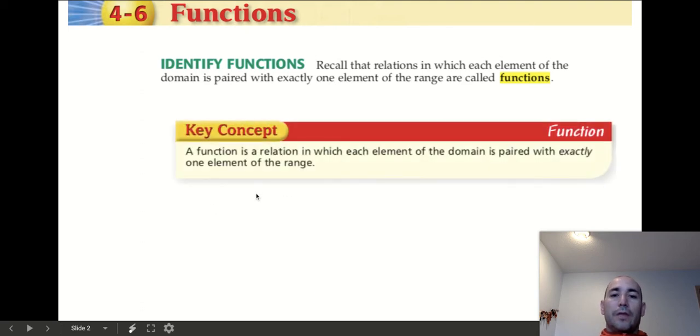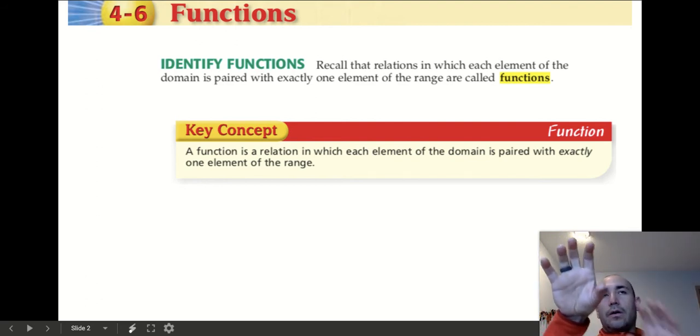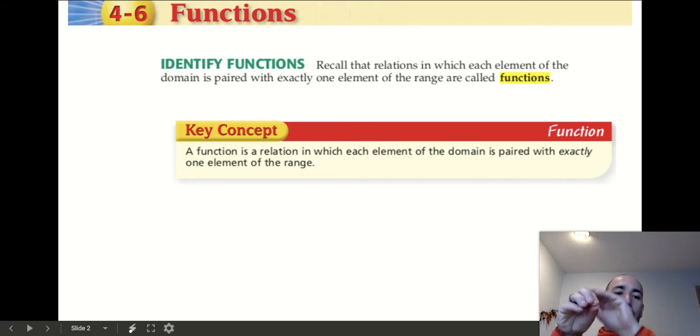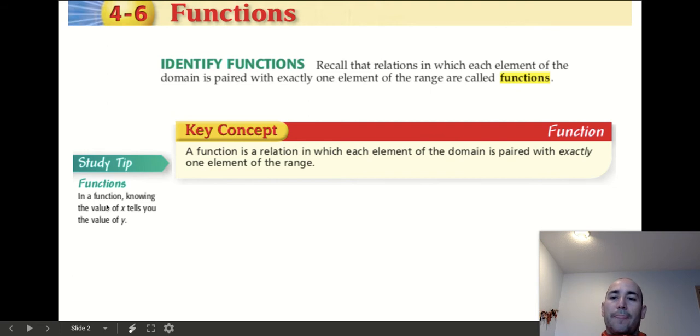A function is a relation in which each element of the domain is paired with exactly one element of the range. Again, just solidifying that for each x value, you can only have one y value. If your x value is 4, whatever your y value is paired to, if you ever see that x value again, it should have that same number. It should not have the same x value with two different y values. So here's a study tip: in a function, knowing the value of x tells you the value of y. For every single x, there is a specific y value that is paired to it.